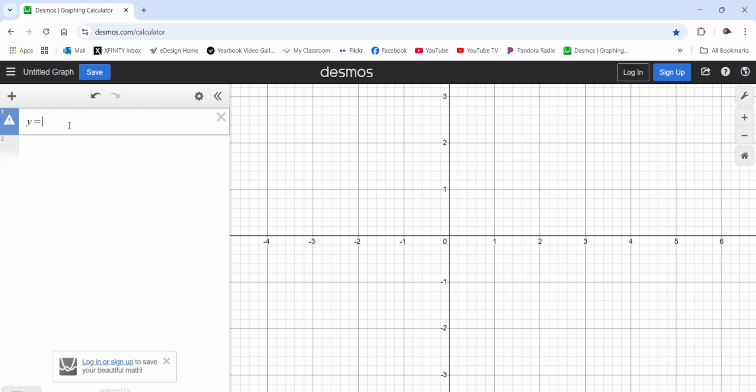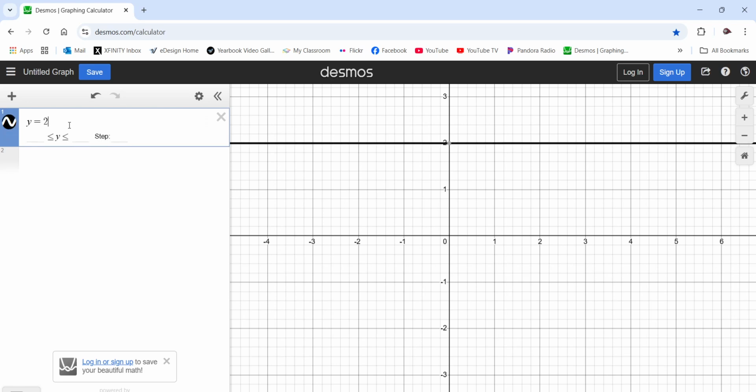And it's what kind of a line, though? Horizontal. Boom. There it is. Okay. There's your horizontal line. That's y equals 2. Let's try another one. What if I put y equals -2? What would it look like?